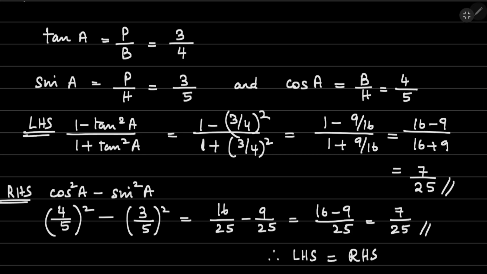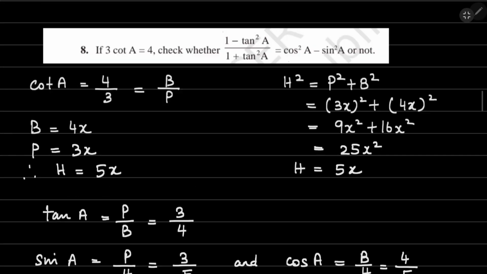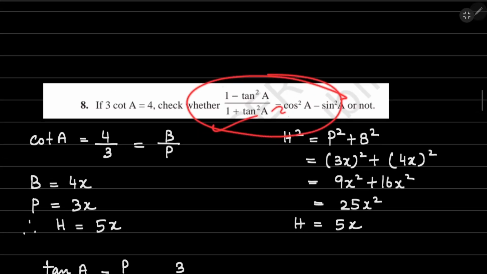So you have been able to prove that using the values of the trigonometric ratio, 1 minus tan square A divided by 1 plus tan square A is equal to cos square A minus sin square A. This is equal.